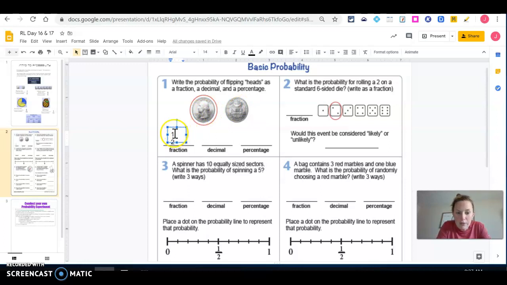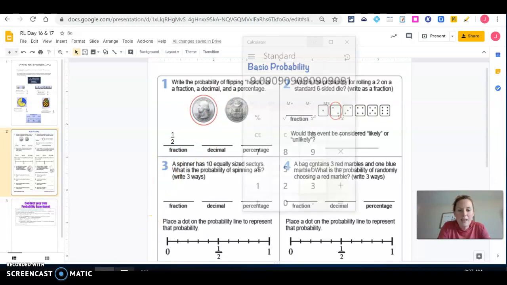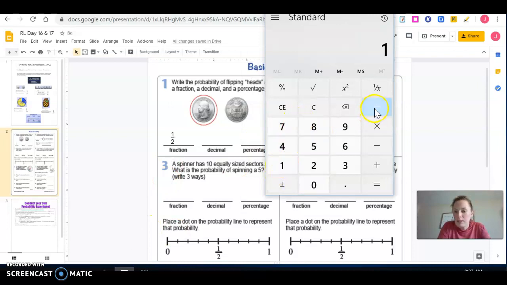Now let me show you a trick for a fraction bar. I just did 1 and then I hit enter and put the 2 underneath. If I underline my 1, voila, now I have a fraction. Okay, now to get my decimal, I just do 1 divided by 2 in my calculator, and that's 0.5.